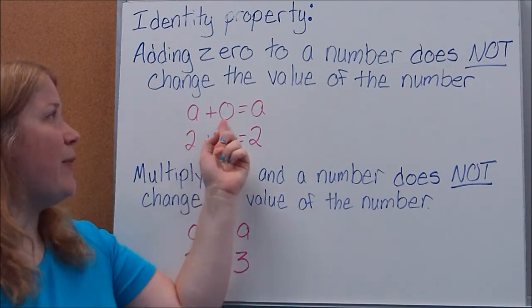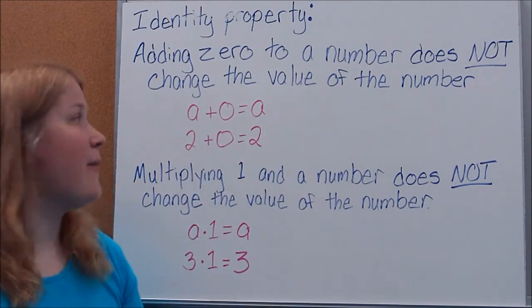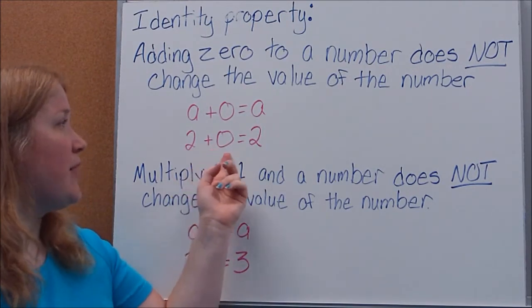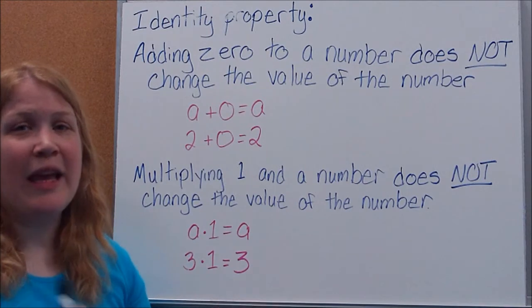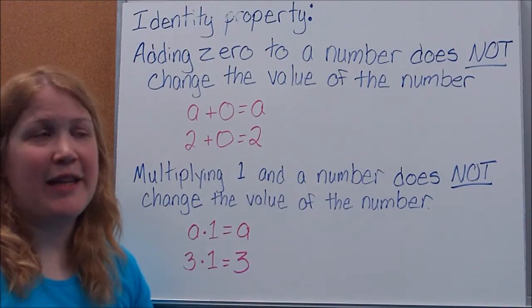So as a formula, A plus 0 would still give me A. With numbers, 2 plus 0 is 2. That's all I'm saying. I add 0, I don't change the identity.